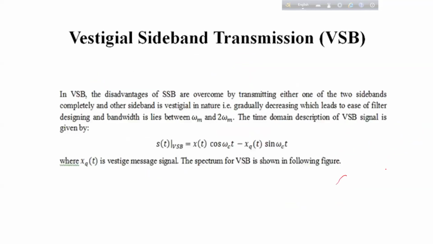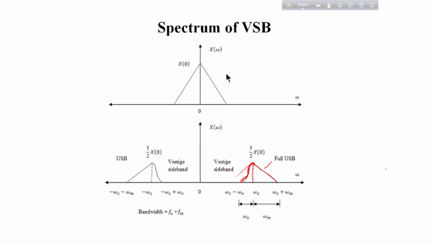Now, what is happening in vestigial sideband? In vestigial sideband, we are allowing one sideband, say for example, this upper sideband, and this lower sideband is gradually decreasing automatically. So in vestigial sideband, we are using some process by which this lower sideband decreases automatically.